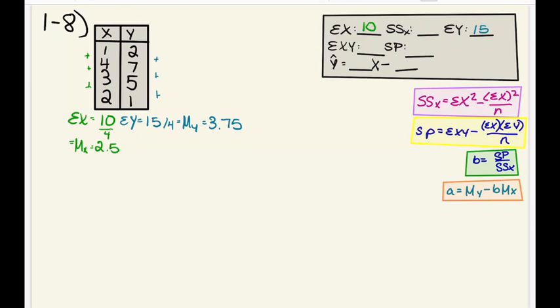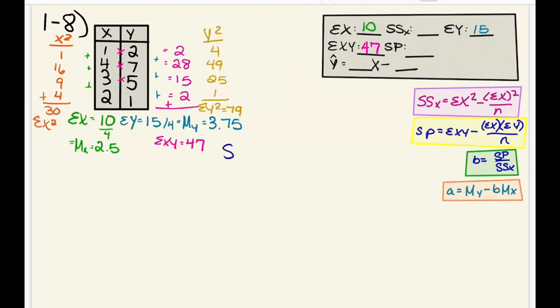And then we'll multiply each x by its corresponding y value to determine the sum of xy. Next, we'll calculate the sum of x squared by taking each x score and squaring it and adding them together. Next, we'll find the sum of products by taking the sum of xy and subtracting the sum of x times the sum of y divided by the number of scores.